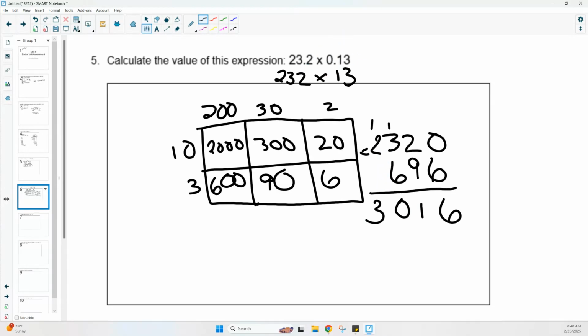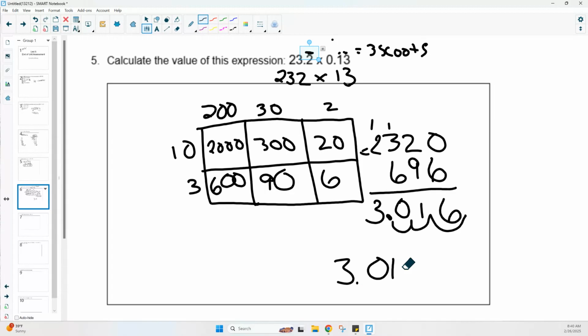We still need to put back our decimal point. In our factors, the first number has 1 decimal point after, 1 number after the decimal. Our second number has 2 numbers after the decimal. So that means we need to make a total of 3 scoots. So start at the end, 1, 2, 3 scoots. So our final product is 3 and 16 thousandths.